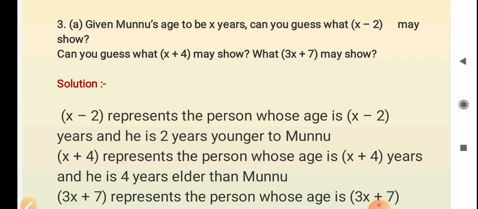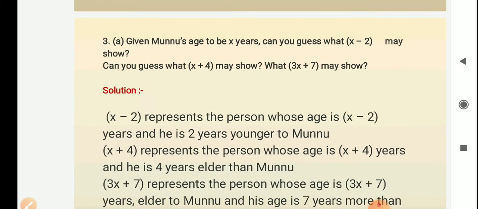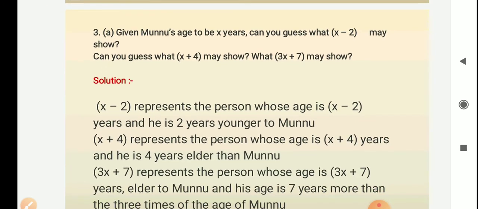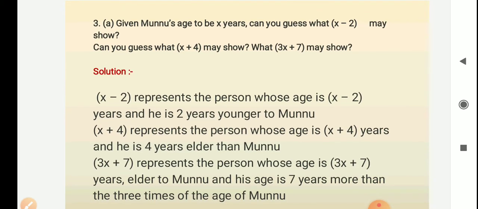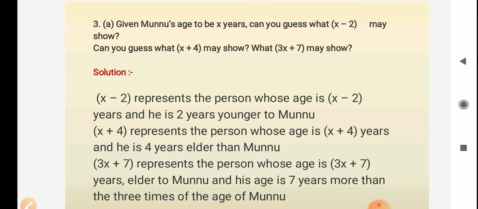Now see the next question. Here first we will see: given Munu's age to be x years, can you guess what x minus 2 may show? Can you guess what x plus 4 may show? What 3x plus 7 may show? So here Munu's age is x years, and we have to guess for x minus 2.